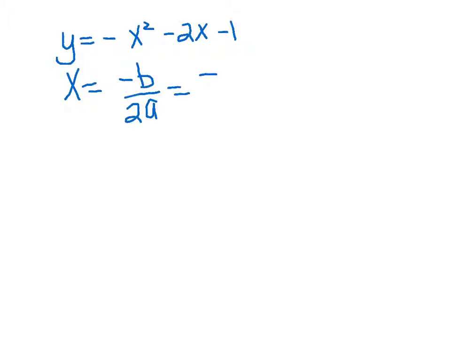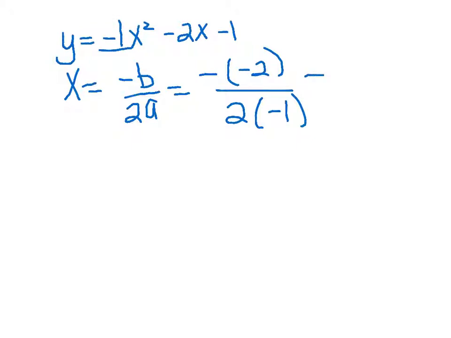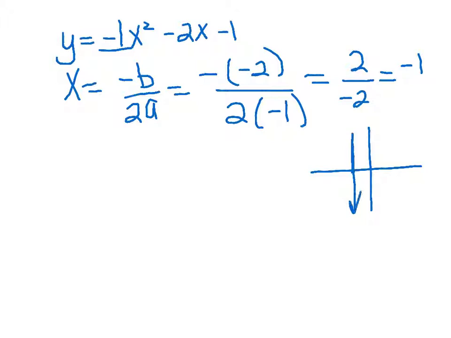For this one, it would be the negative of negative 2, over 2 times negative 1, because our a is this value. That would be positive 2 over negative 2, so negative 1. So our line of symmetry is at x equals negative 1. To find our vertex, we plug that negative 1 back into the equation.